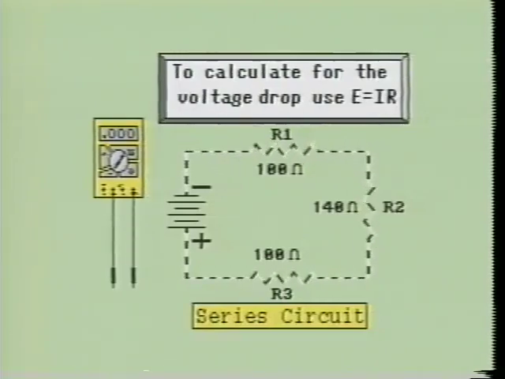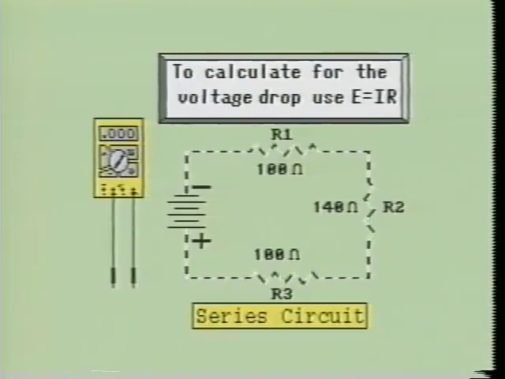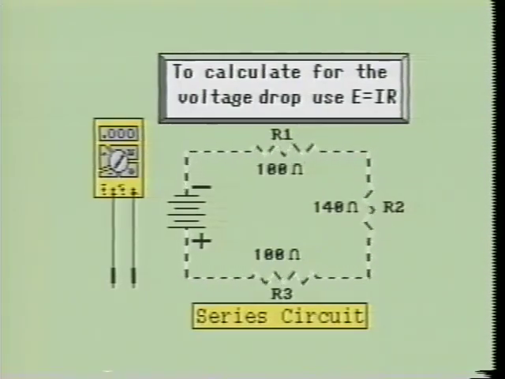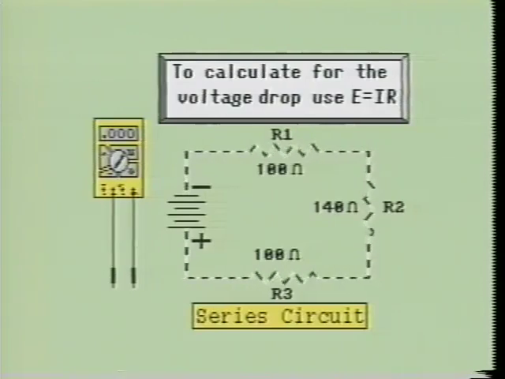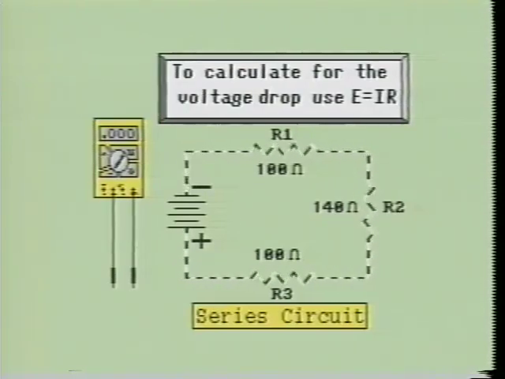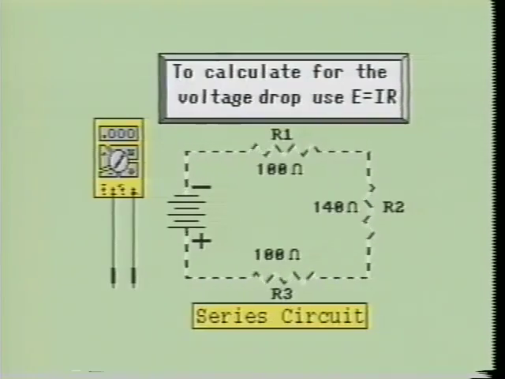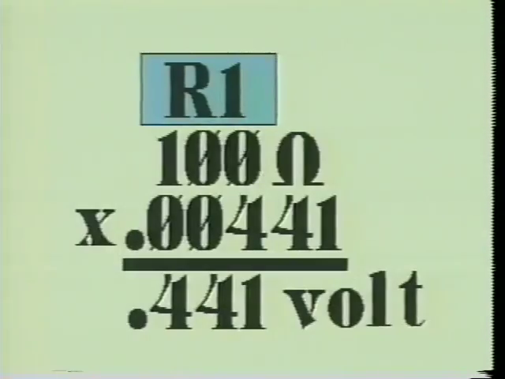Now that we know the current flow through the circuit and we know the values of each resistor in the circuit, we can calculate the voltage drop across each resistor in the series circuit. Once again, we will use Ohm's law to calculate the voltage drop, current times resistance. When we multiply the actual current flow of 0.00441 amps times the value of R1, which is 100 ohms, we get a voltage of 0.441 volts. Therefore, R1 will have a voltage drop of 0.441 volts.